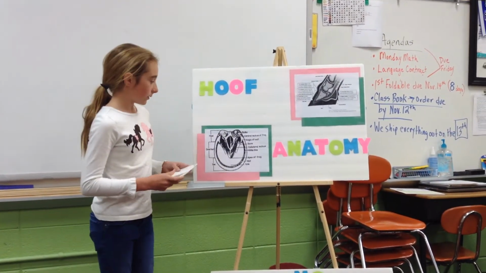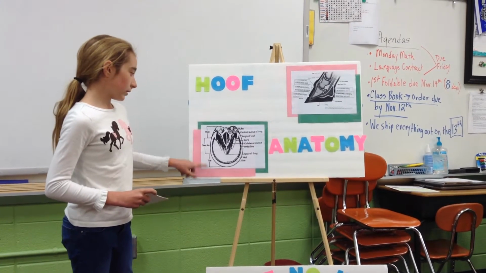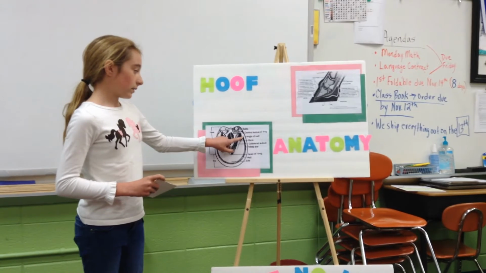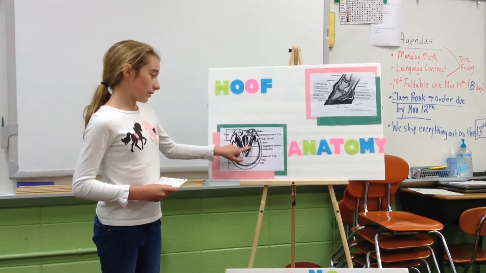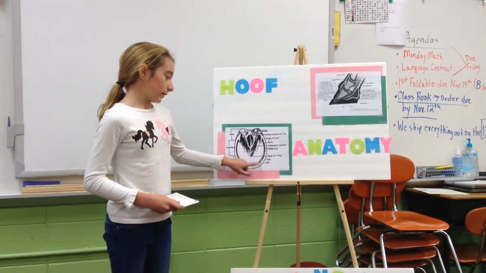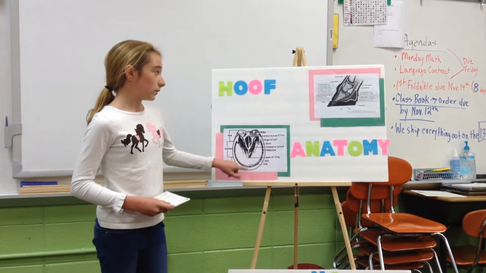First is anatomy. The heel, the quarter, the toe, the bulbs, the central sulcus, the angle of the wall, the bars, the collateral sulcus, the white line, the apex of the frog, the wall, and the sole.